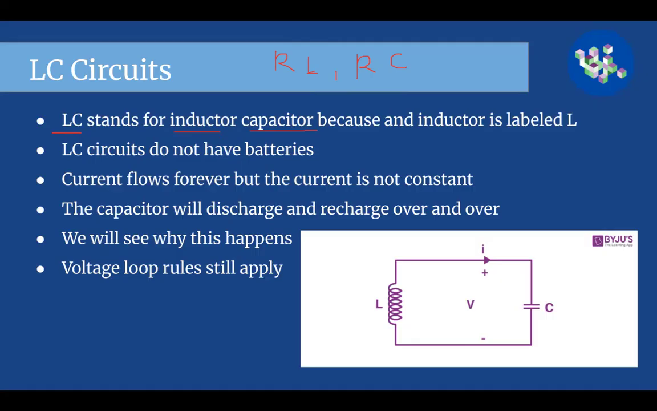And LC circuits do not have a battery because the current will flow without an electromotive force. But we will see later that the current is not constant. The current flows forever, but it is not constant. It'll be like a sinusoid, it'll vary. We'll also see that it's kind of like a cycle. The capacitor will discharge, then recharge. And to solve for this, as we did for the RL and RC circuits, we just use the voltage loop rule.